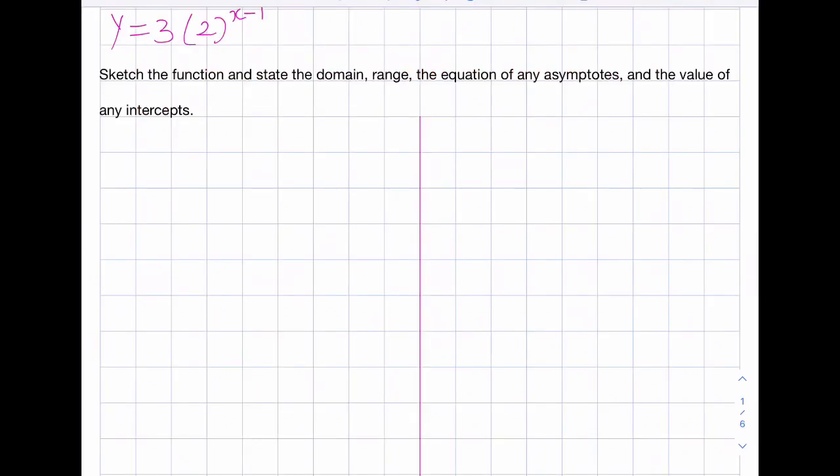Alright guys, let's look at another problem. For this problem, we have to sketch the function of this guy and state the domain, range, the equation of any asymptotes, and the value of any intercepts. All right, let's do this. So first off, we have to list the transformations of this function. So let's go down here and rewrite the function. So our equation is y is equal to 3 times 2 to the power of x minus 1.